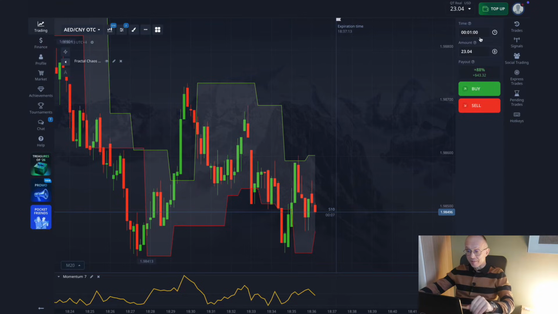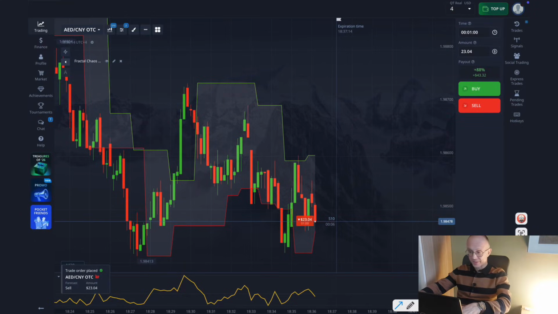After a short time, a new opportunity arises. Expiration is 1 minute. And I'm opening a short trade for $23. After a local rise, the market approaches resistance and almost immediately begins to change the nature of its movement. The growth loses momentum, the price stops updating its highs and gradually shifts downwards.